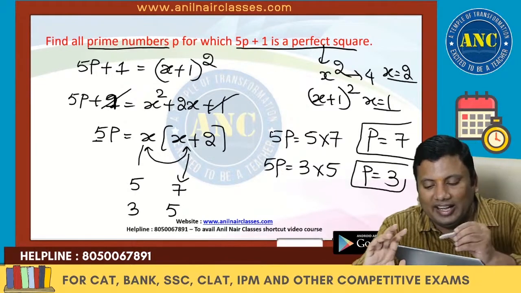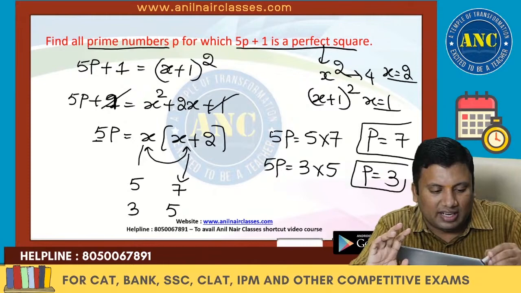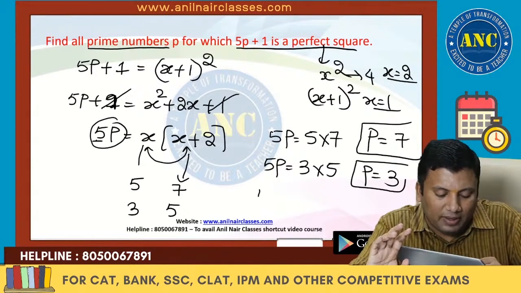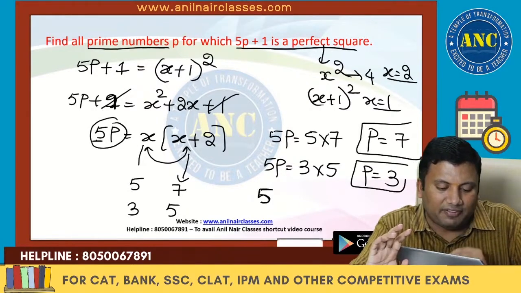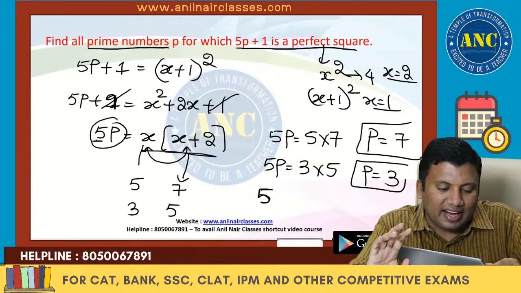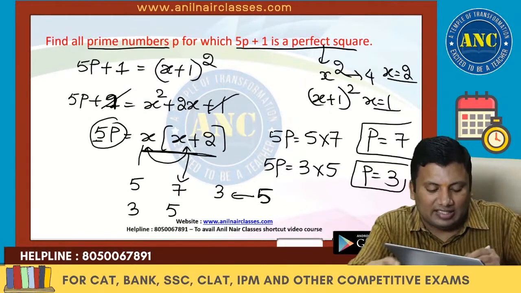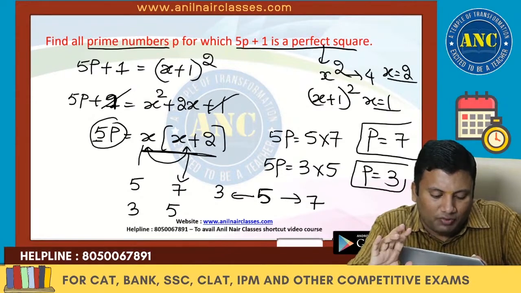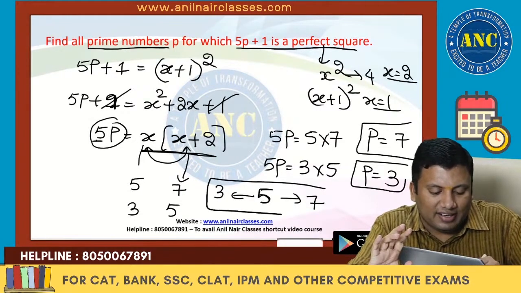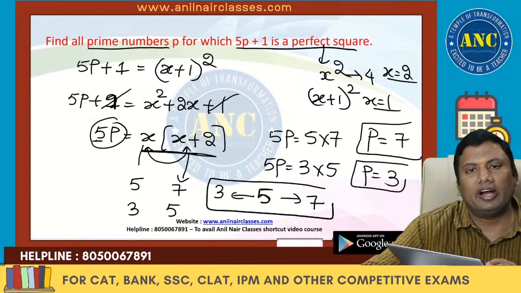Now why did I write it as x plus 1 whole square is because it is 5p. Anyway, right hand side 5. Here I got difference 2. Is there any prime number which is having a difference of 2 with 5? 3 and 7. Directly I can go ahead and I can do it.